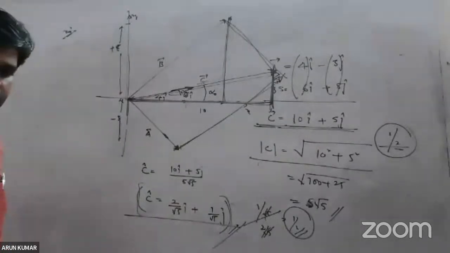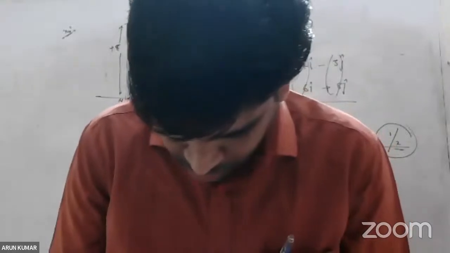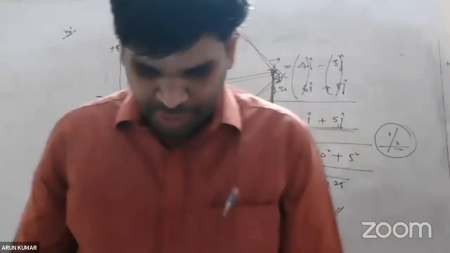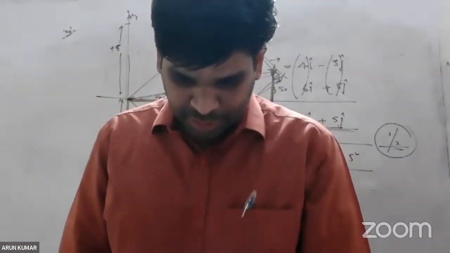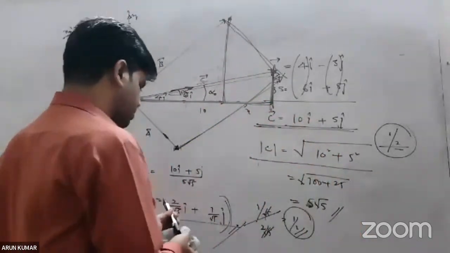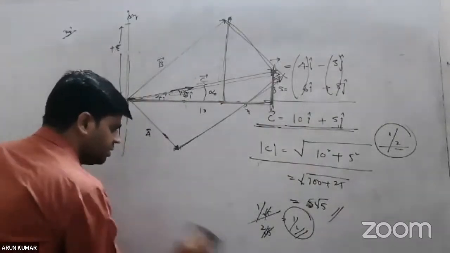Okay, now students, let's go for the next question, which is the fifth one. Look at the fifth question, students. A truck traveling due north at 20 meters per second turns west and travels at the same speed. Find the change in its velocity. So I want the difference now. Change means difference: final minus initial.